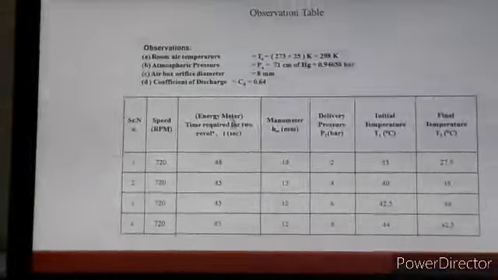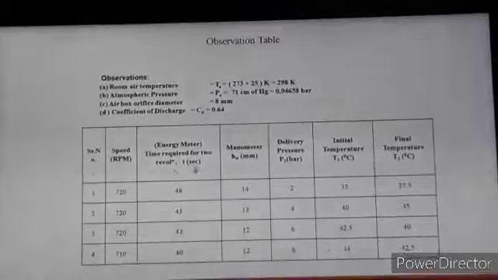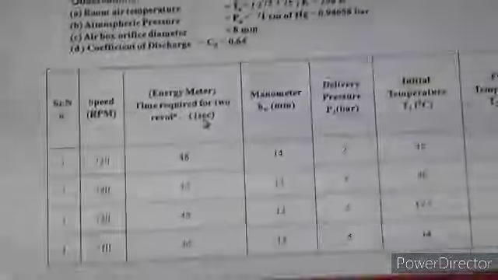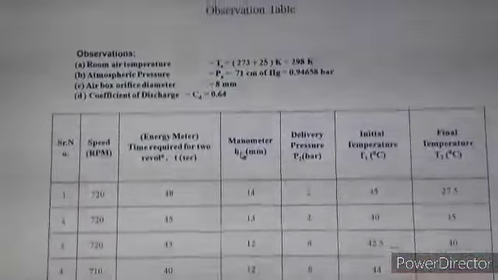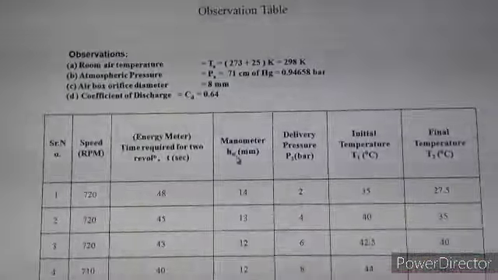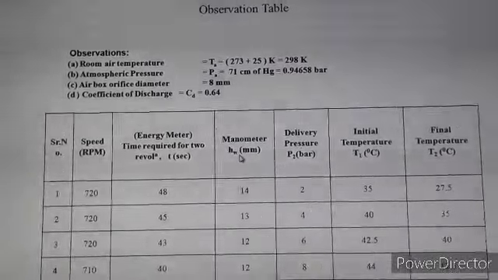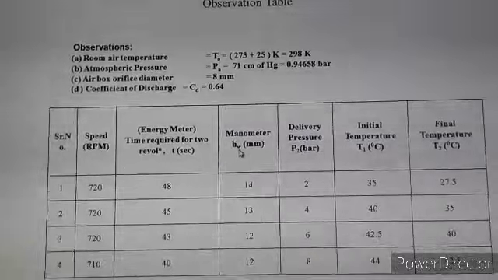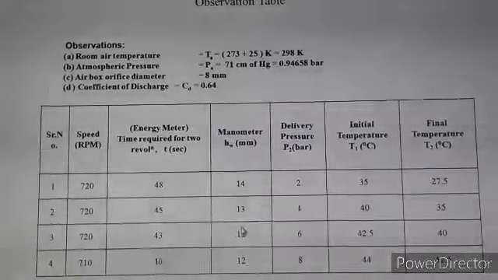Then the next column is about the energy meter reading, so we have to record the time required for a particular revolution, and that time we have to record in this column. Again, that time we have to specify in seconds. In the next column we have to record the manometer reading, denoted by HW, because in the manometer we have water as the fluid, and we record the level difference of water in the manometer, denoted by HW. Again, it is written in millimeter, so here we write the manometer reading.